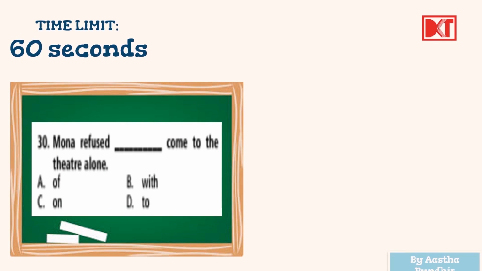Okay, here: Mona refused dash come to the theatre alone. Refused of come, refused with come, refused on come, or refused to come. Correct answer is refused to come. Here you see we are referring to an infinitive: to plus the verb. So, Mona refused to come to the theatre alone. Alright. Correct answer is D.